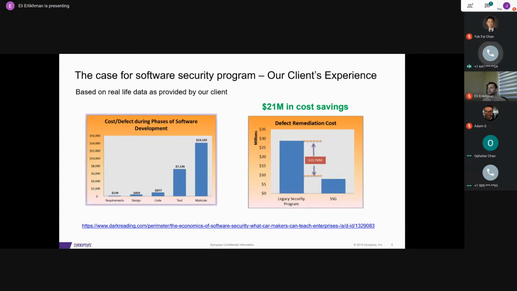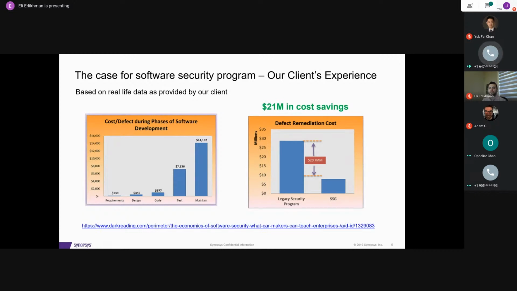So what you see on the left, and this is all real data, this is not our data. This is this organization's data. And you can take a look at the link at the bottom of the slide and actually read about their program and how they made it happen. So what they've done, they actually looked at the real life data of how much money it cost them to find the bugs, right? And they looked at real costs of where they find the bug in their life cycle.